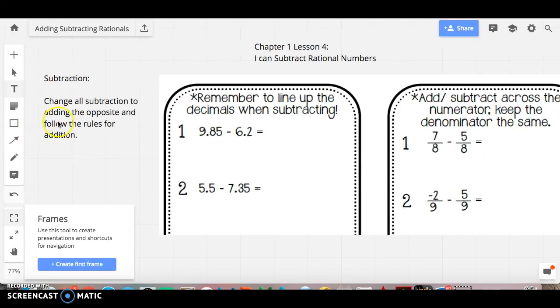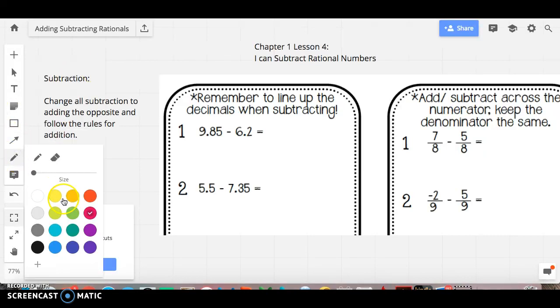So here we go. This is the key right here, this little side note, subtraction. You are now never going to subtract again in your lives. You hate it. It's no good. You are going to change all subtraction to adding the opposite, and then you'll follow the rules for addition. Because remember, subtracting a pile is the same as adding a whole.